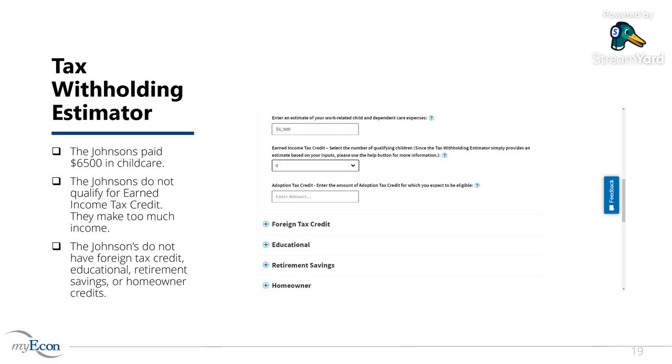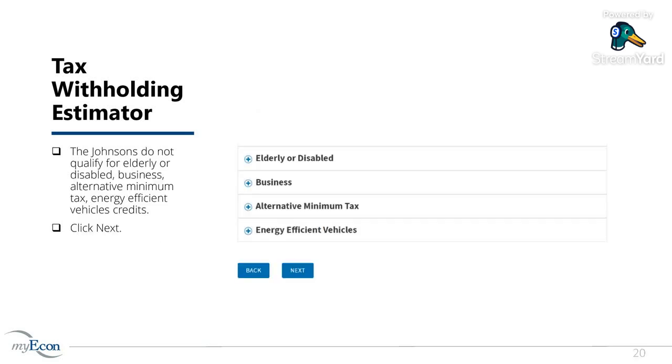The Johnsons do not qualify for the earned income tax credit because they make too much income. The Johnsons do not have foreign tax credit, educational, retirement savings, or homeowner credit. So they keep on moving past those. All right, pulling this up to a close. The Johnsons do not qualify for elderly or disabled, or business alternative minimum taxes, or energy efficient vehicle credits. They don't have any of those.